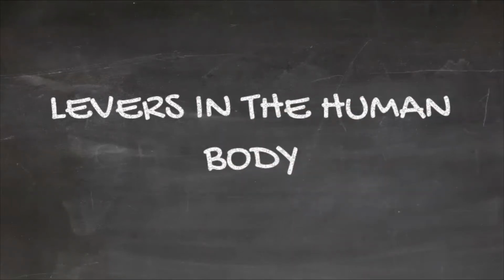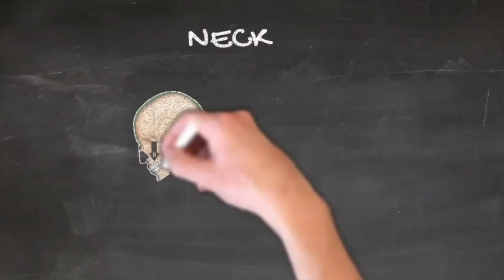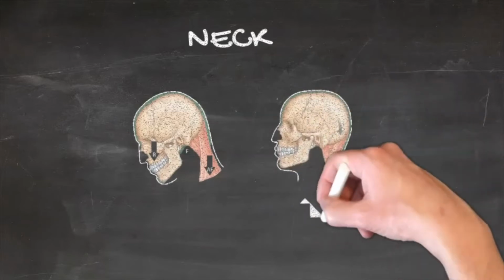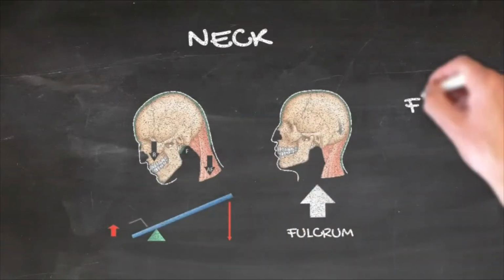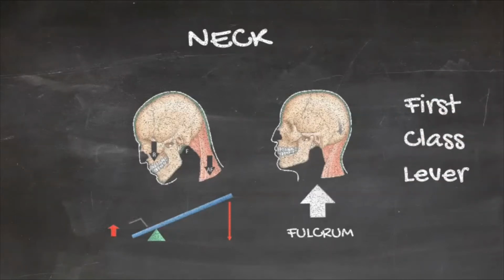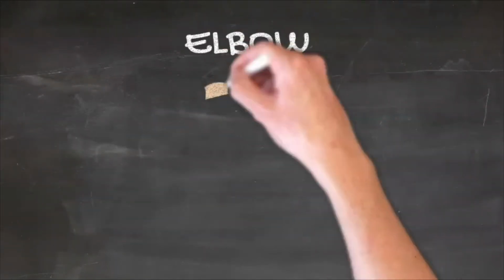Now in the human body, we have some examples of all three classes. The neck, for example, moves back and forth, and the fulcrum is the pivot point in the center. Since the fulcrum's in the center, this is a first class lever.